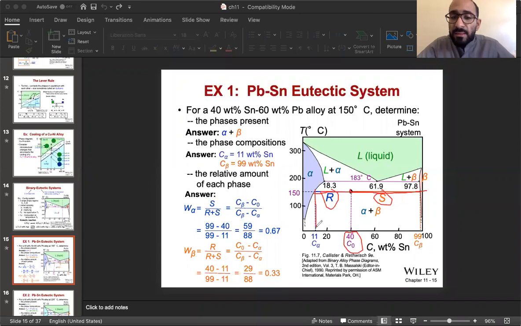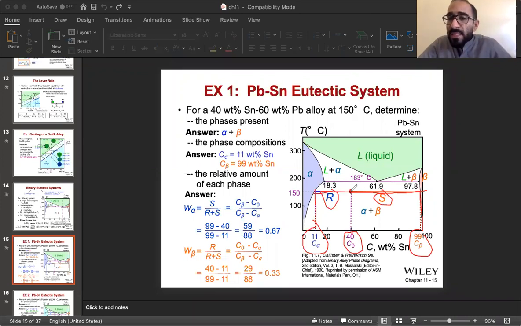In order to know the composition, we're going to construct the tie line, and then we're going to head down to the x-axis to know the composition of alpha. So it's 11 weight percent. The composition of beta is 99 weight percent. This is not weird information, because we already know that alpha is rich in lead, and beta is a solid phase that is rich in tin.